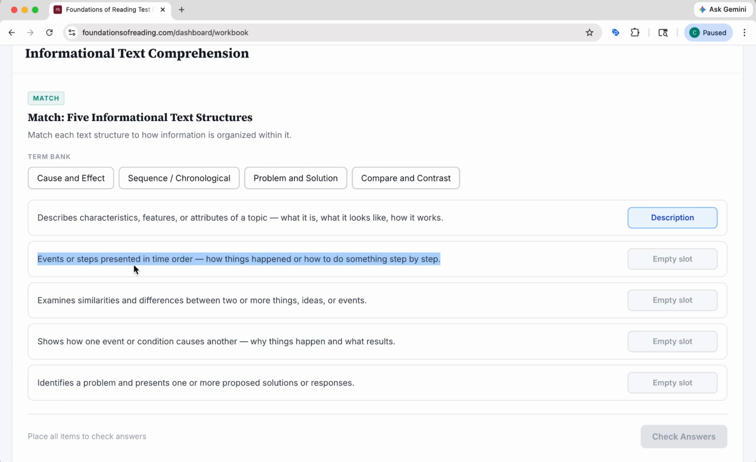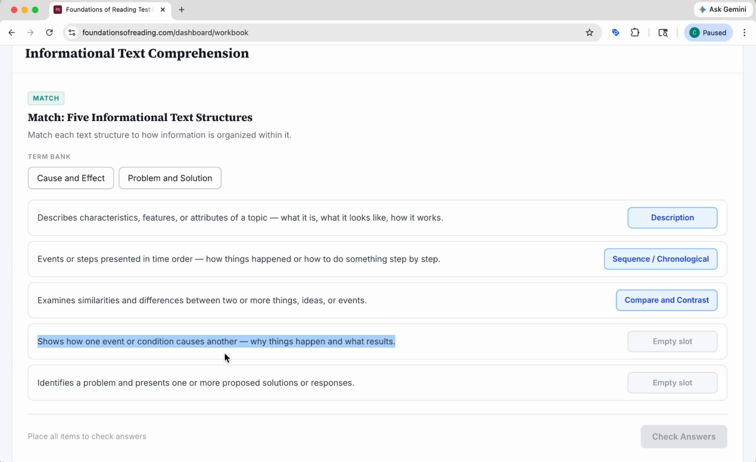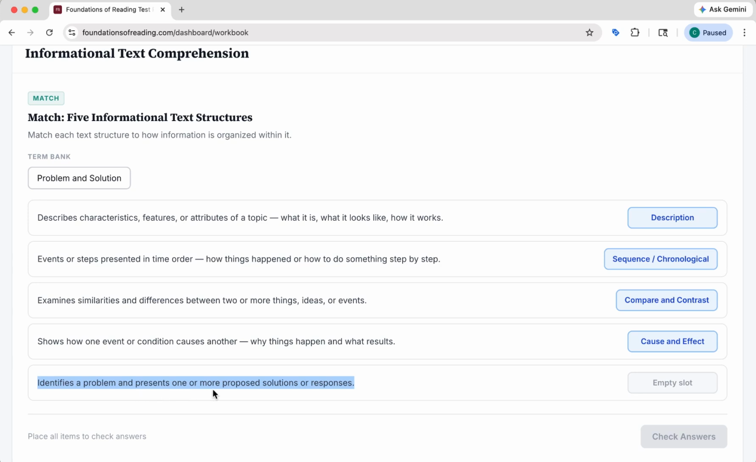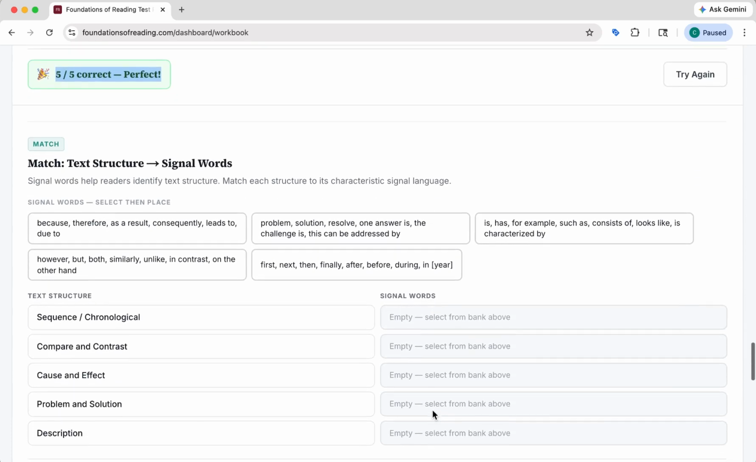Events or steps presented in time order would be sequence. Examines similarities and differences between 2 or more things. Examine 2 more things, compare, contrast. Shows how one event or condition causes another. That would be cause and effect. And finally, identifies a problem and presents 1 or more proposed solutions. Problem and solution. There we go. Let's check it. 5 out of 5. Thanks so much for your help.